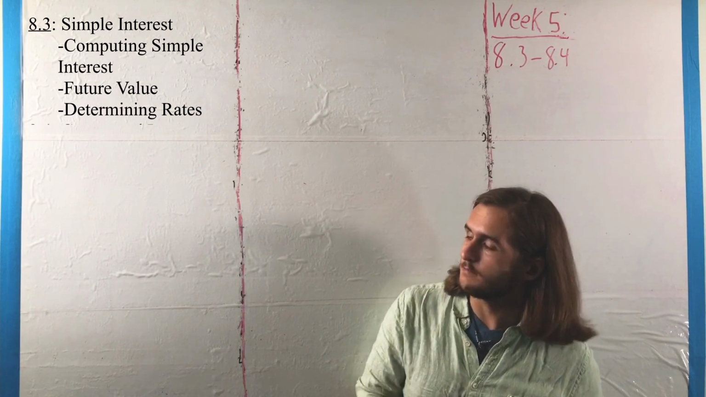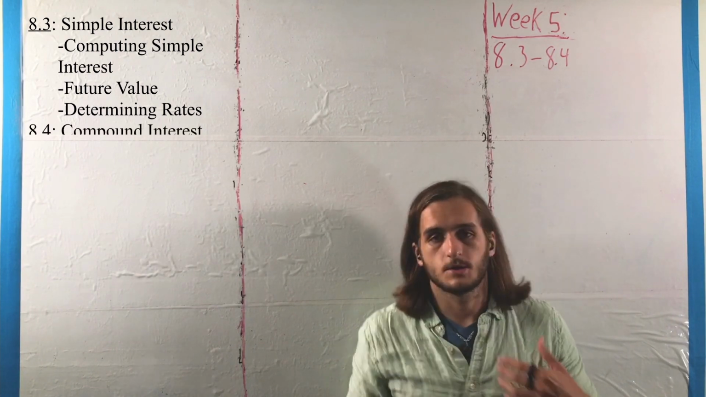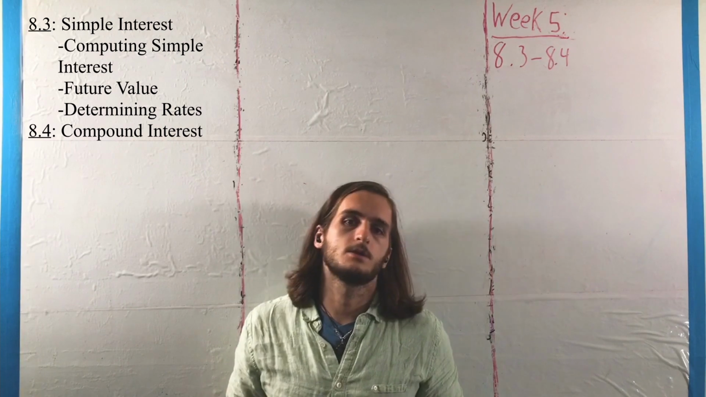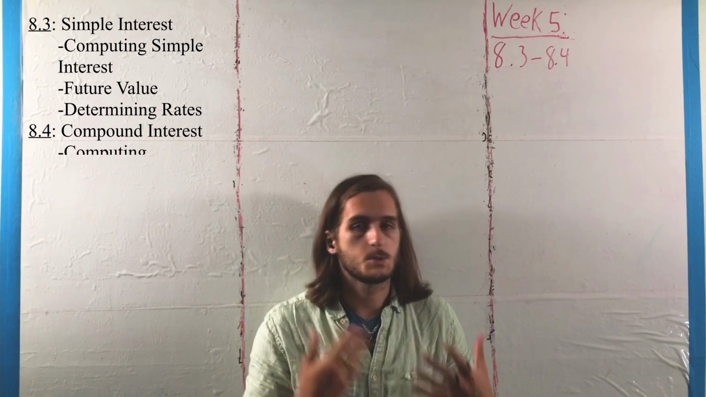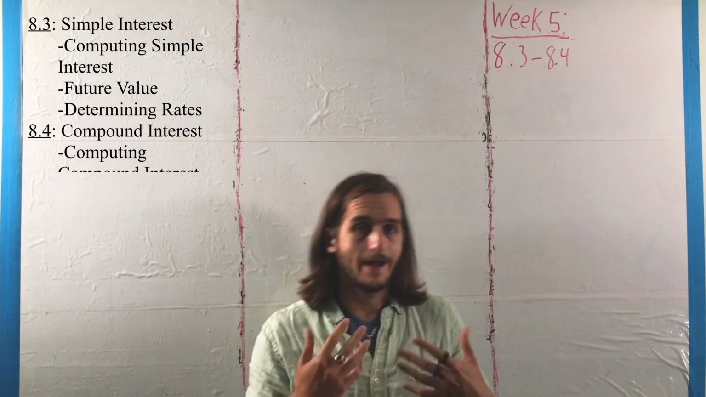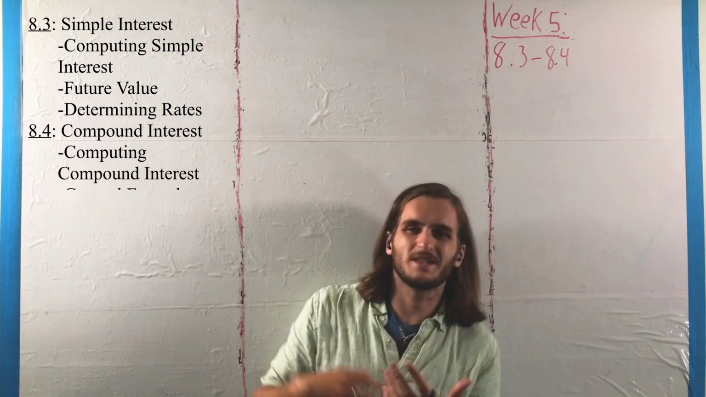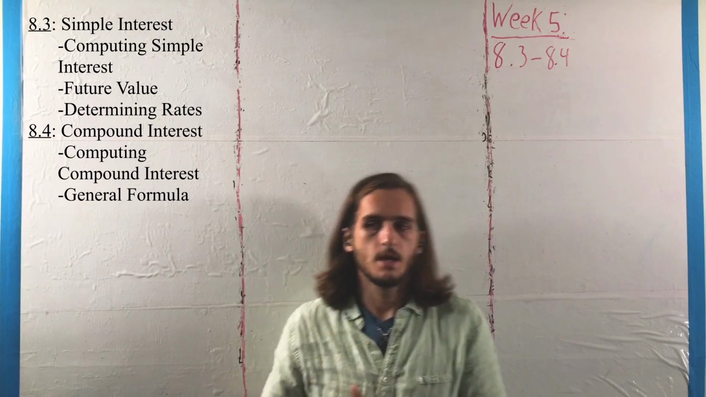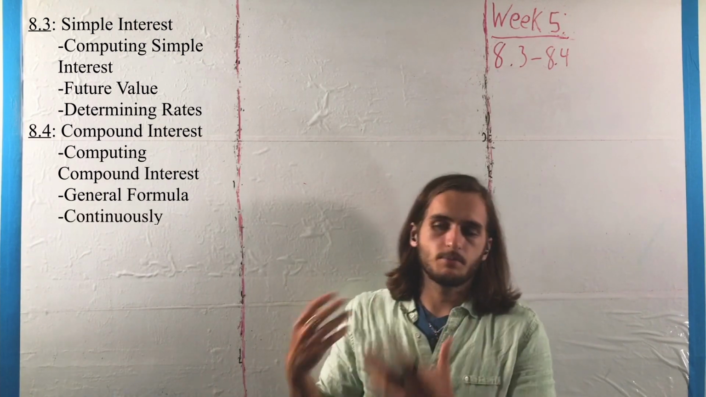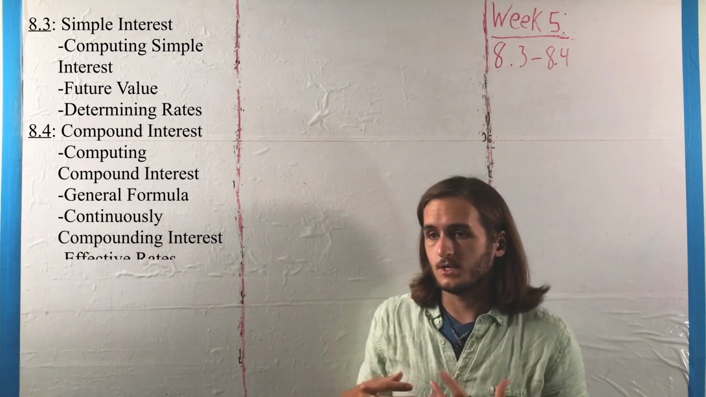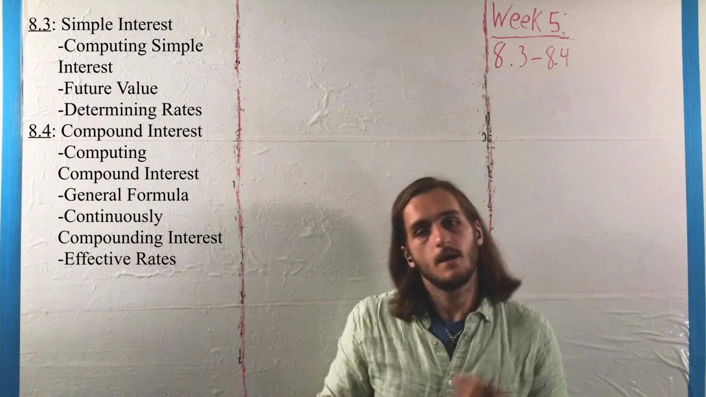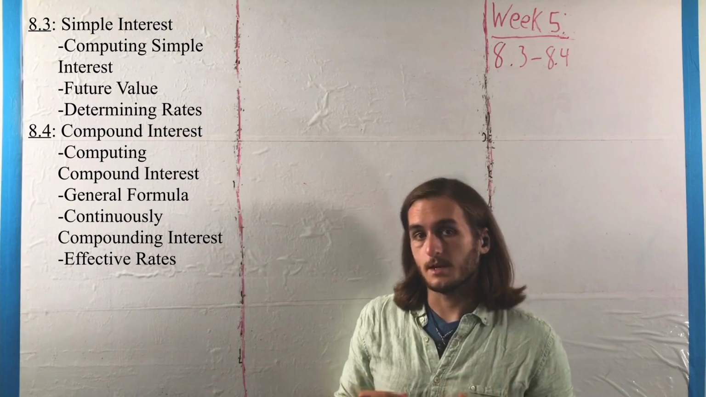Then in 8.4, we're continuing on to talk about what is called compound interest. So we're looking at the difference between simple and compound interest, computing values for compounding interest, depending on how the rate compounds, including a thing called continuously compounding interest, then talking about how we can plan to get a specific value, and then finally a thing called effective annual yield, which is another connection between simple and compound interest.